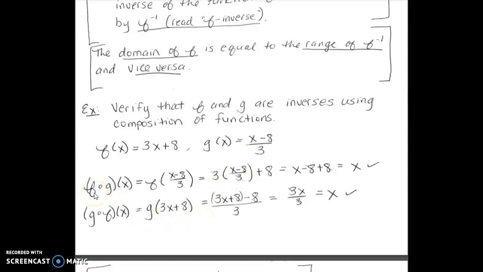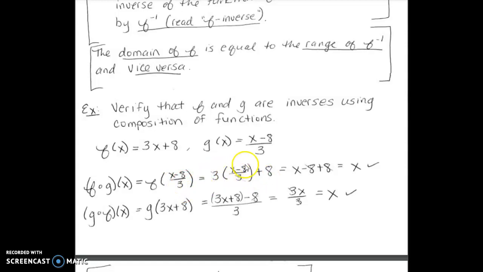So we're going to find f composed with g of x, meaning f of g, so the function g becomes the input for f. So that means you're going to replace all the x's of the f function with the expression for g, x minus 8 over 3. So here is f, so it's 3 times x, so this expression, x minus 8 over 3, becomes the x, plus the 8. And then you're going to simplify.